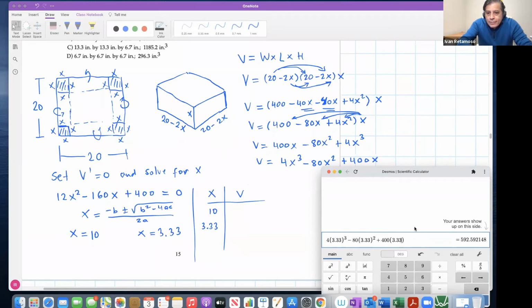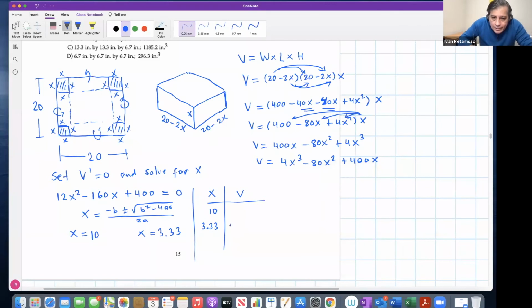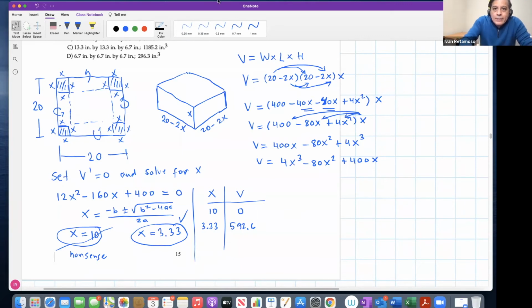So let's write it out. 592.6, right? 592.6. This one was 0, so it means that this is the good one. This is the good one. This one, nonsense. Nonsense means ignore it. So keep this. So your answer will be x equals 3.33.